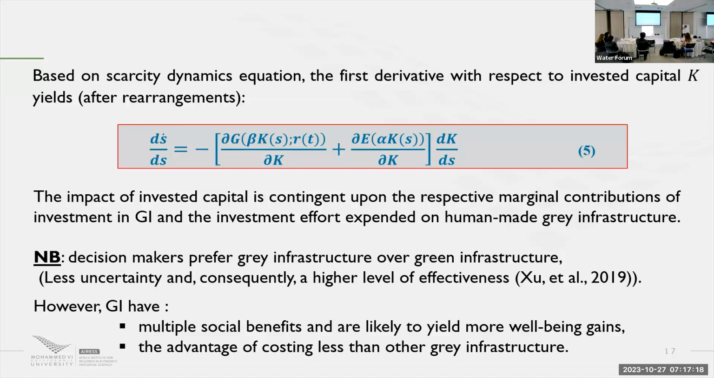This equation shows us that this velocity of scarcity is contingent on the effect of capital on both the gray infrastructure and the green infrastructure. In reality, policymakers prefer gray infrastructure because it has a low uncertainty level, and investments in green infrastructure are judged to be less efficient.